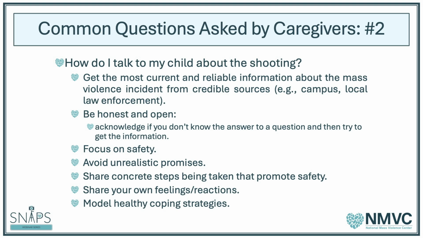Be honest and open with your child. Acknowledge when you don't know the answer to a question, and then try to get them the information they're seeking. Try to focus on concrete steps that can be taken to help your child feel safe. However, avoid making promises that are unrealistic, such as this will never happen again. While that is very unlikely, this is just a promise we can't keep.